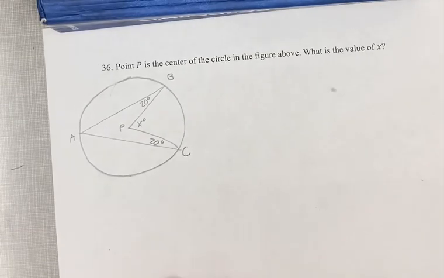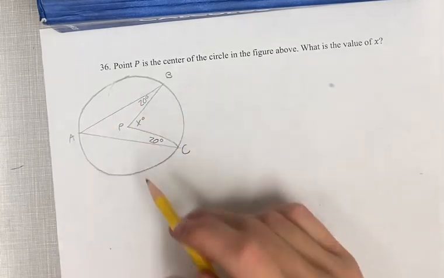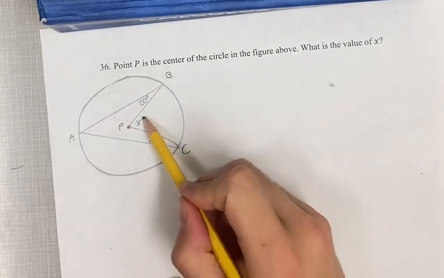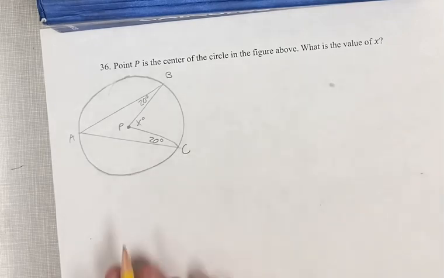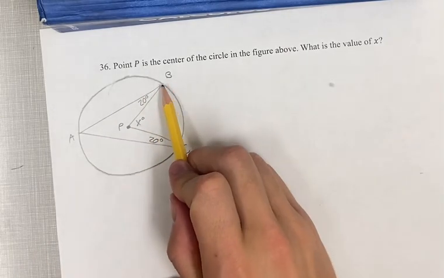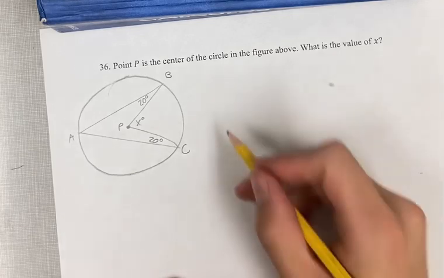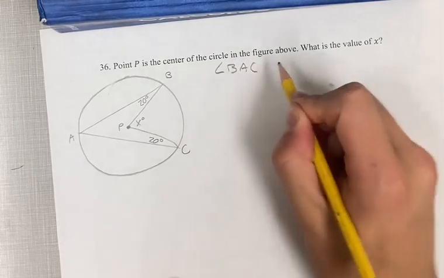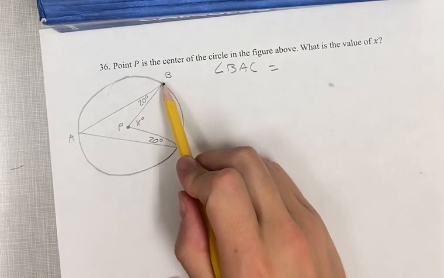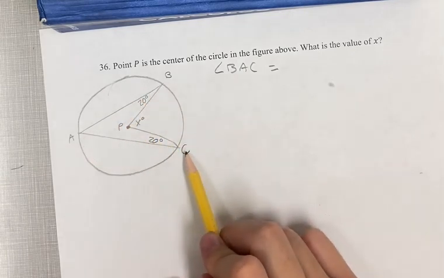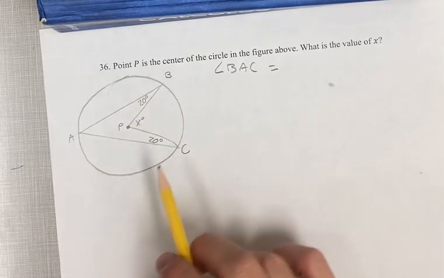In this problem, we have this circle where P is the center and we're looking to find X. So the first step is that we have to notice that we have this angle BAC, which is inscribed in the angle. So angle BAC, we know if it's inscribed, which means it goes from one side to another and back again to form the angle.